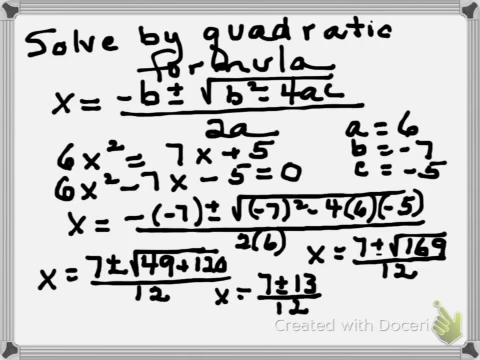That gives me two solutions. 7 plus 13, which is 20 over 12, that reduces to 5/3. The other solution is 7 minus 13, or negative 6 over 12, which is equal to negative 1/2. So I'm breaking it down into 7 plus 13 is 20 over 12, which reduces to 5/3. 7 minus 13 is negative 6 over 12, or negative 1/2.